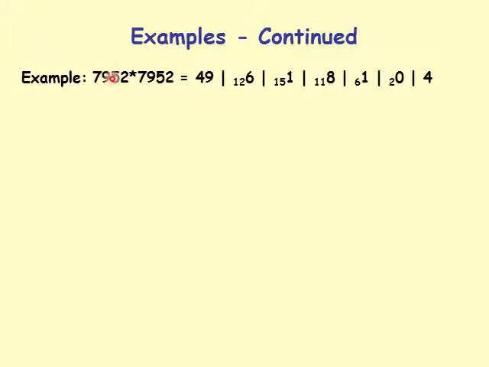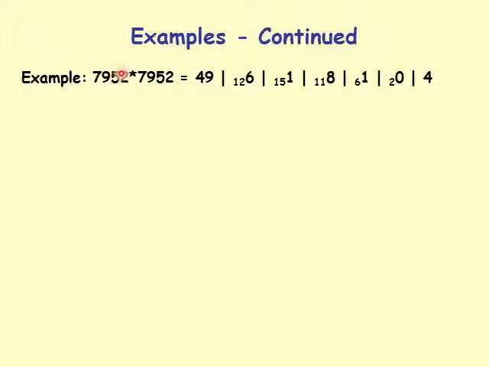Some more examples here. Example is 7952 times 7952. That's the square of 7952. Now start doing the duplexes. Duplex of 7 on the leftmost is 49, and then duplex of two digits, 79, is 7 times 9 is 63 times 2, 126. Now duplex of 3 digits, 7, 9, 5. 2 times 7 times 5 is 70 plus 81. That's 151. Now 4 digits.